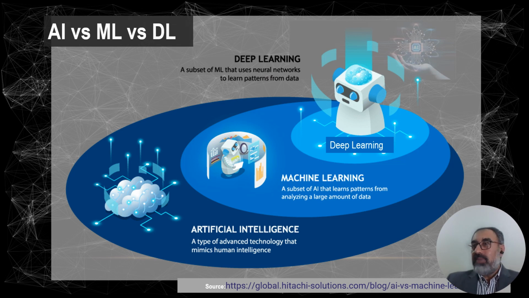In this slide, I'm just going to show the link between artificial intelligence, machine learning, and deep learning. Deep learning and machine learning are subsets of artificial intelligence, and they are more specialized when it comes to training on specialized data sets. So this is the difference between deep learning, machine learning, and artificial intelligence.